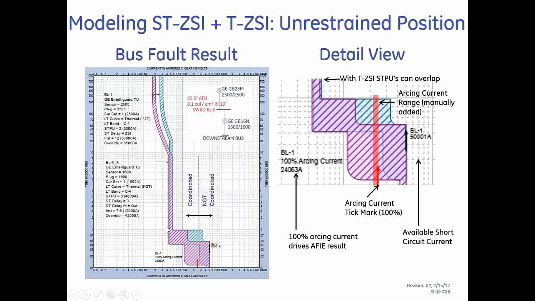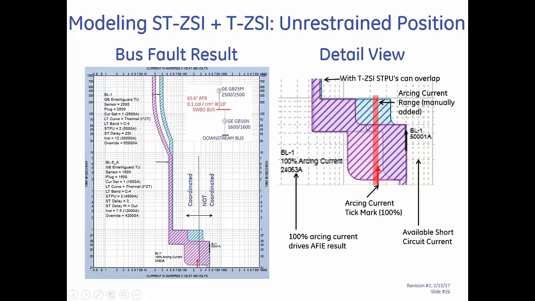the overlap of the short time pickup, the short time band, and then we still have overlap in the instantaneous area, but we're not using I-ZSI yet, so where that begins to overlap in the instantaneous area from that point to the right is still uncoordinated, but now everything to the left of that dashed line is coordinated, even though it doesn't look like it. And we're going to show you the restrained position in a moment.